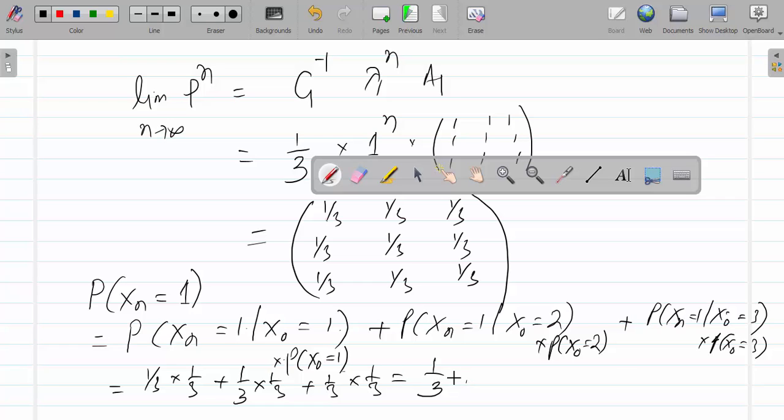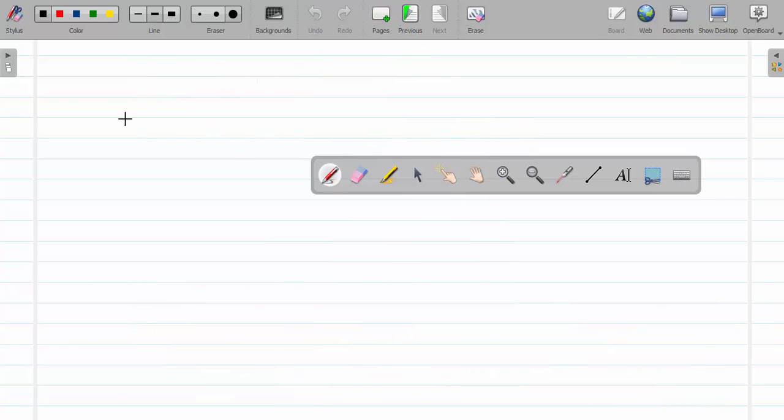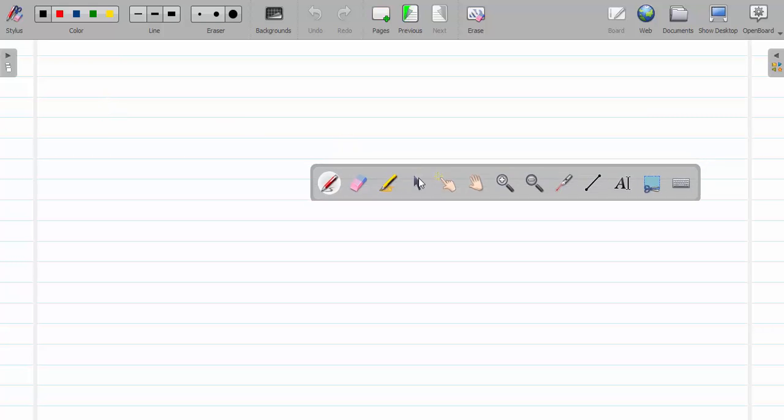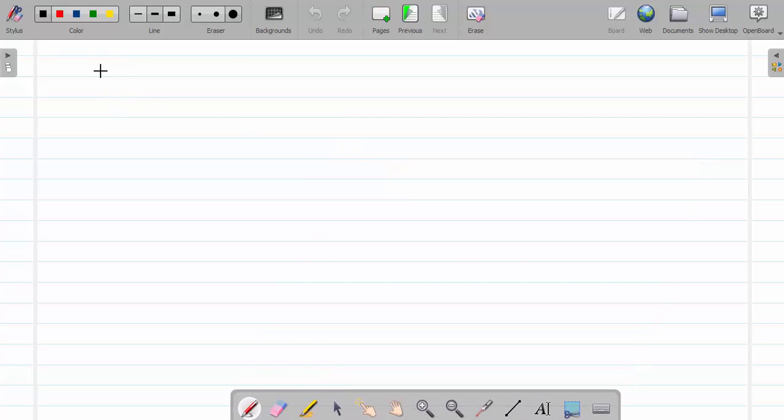So the Markov chain has stationary transition probabilities. Similarly, you can solve another example yourself.